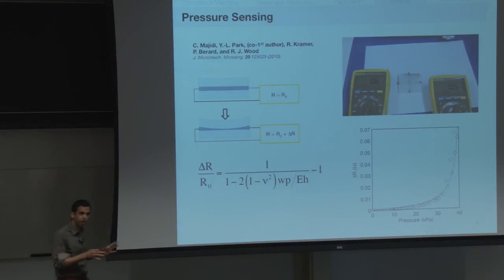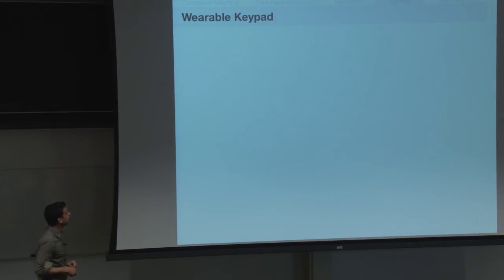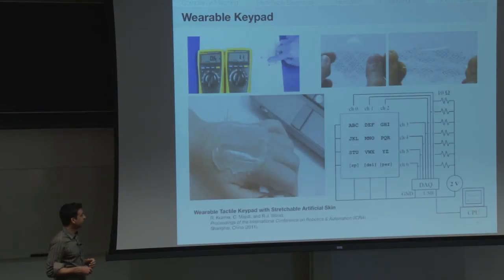And so we have pretty reliable theories that are in good agreement with the experiment without any kind of data fitting. And I can say that for pretty much all the different modes of elastic deformation. So one application of this could be, say, a wearable keypad.